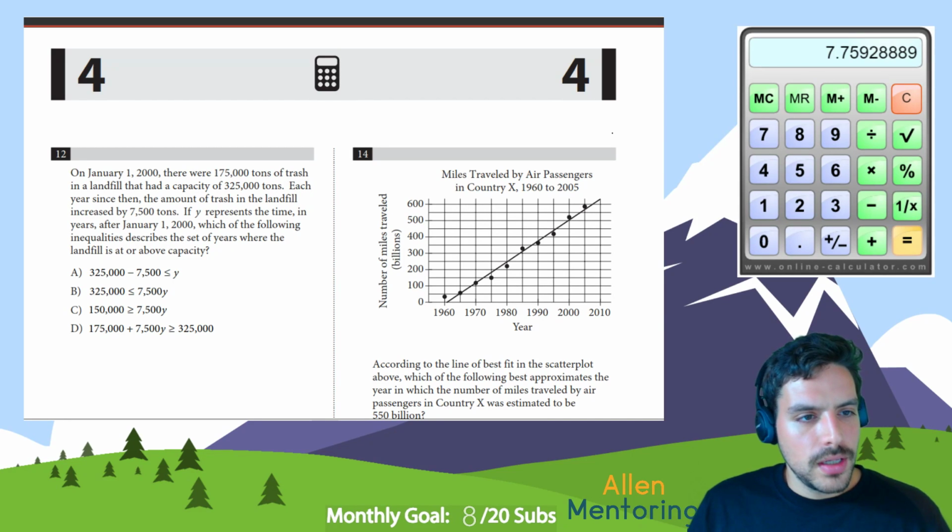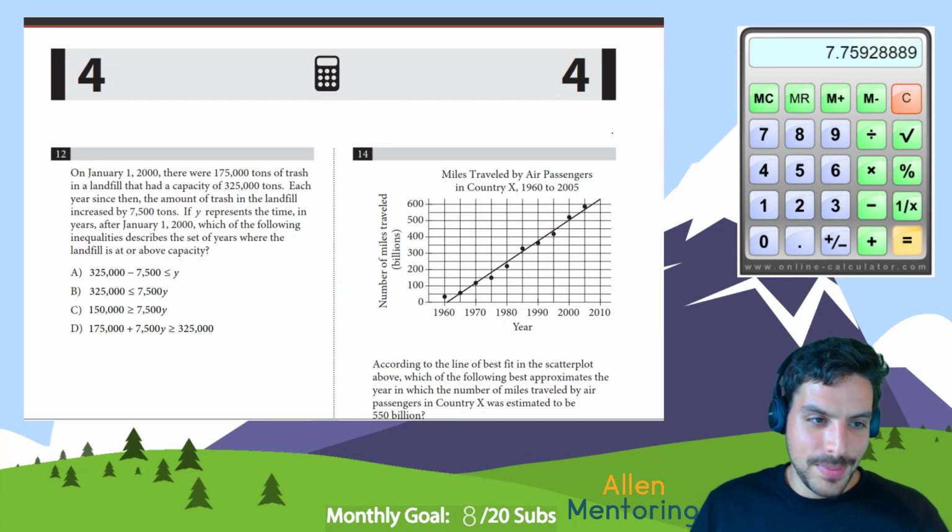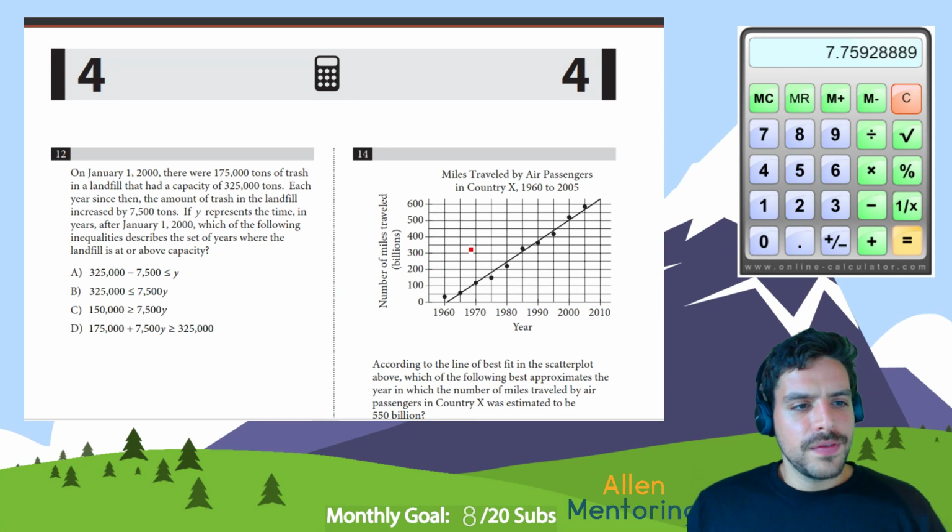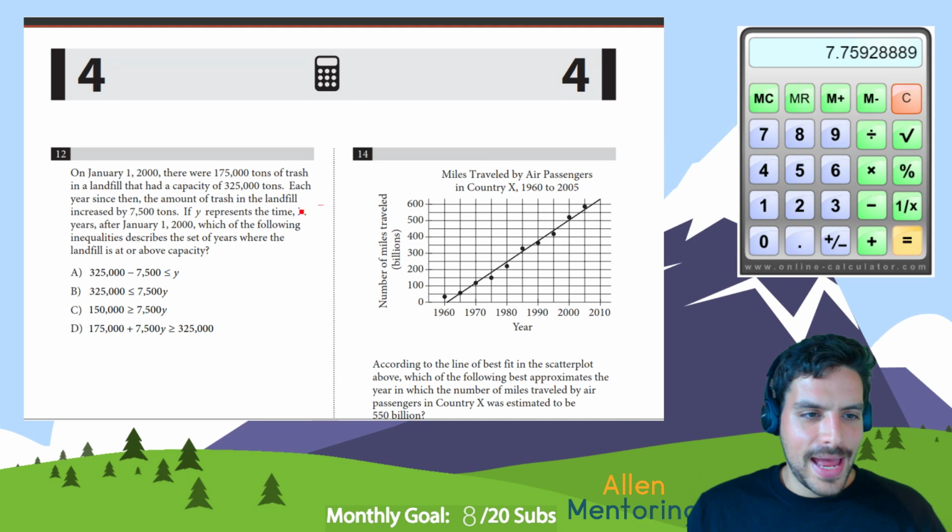Number 12. On January 1st, 2000, there were 175,000 tons of trash in a landfill that had a capacity of 325,000 tons. Each year since then, the amount of trash increases by 7,500 tons. If y represents the time in years after January 1st, 2000, which of the following describes the set of years where this landfill is at or above capacity?